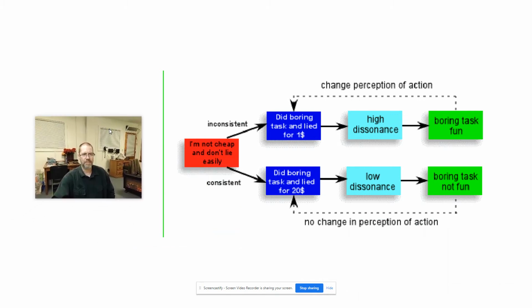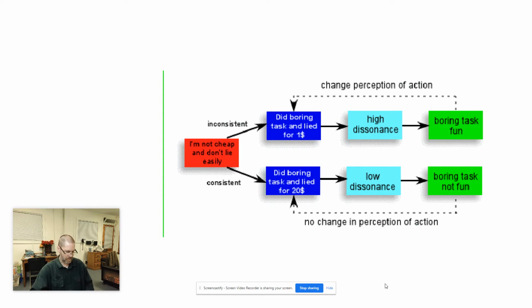Let's read this chart and see if we can get an idea from it. Starting at the left-hand side in the red box, you have to ask, what is the belief or attitude, and what is the action? The belief is, I'm not cheap, meaning that I can't be bought, and I don't lie easily. Those are two things. So if I can't be bought and I don't easily lie, then what happens when you are given a little bit of money and you do lie?